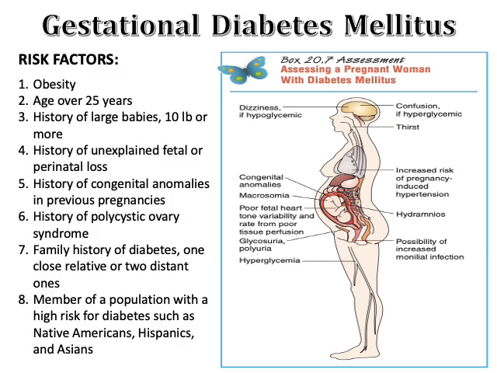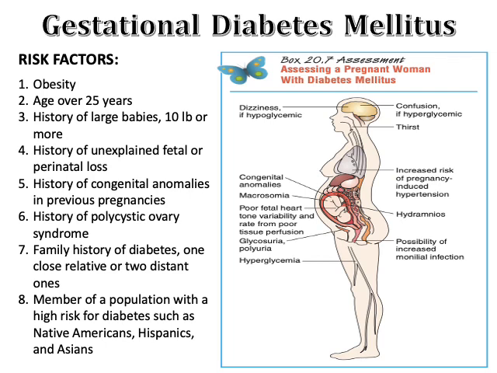The following are risk factors for having gestational DM. It's obesity, mother age over 25 years, may previous history ng large babies, usually 10 pounds or more, nagkaroon ng history of unexplained fetal or perinatal loss, congenital anomalies in previous pregnancies, mother has PCOS, may history ng diabetes mismo, one close relative or two distant ones, not necessarily na si mommy yung may diabetes. And lastly, population groups such as Native Americans, Hispanics, and Asians are at risk for having GDM.